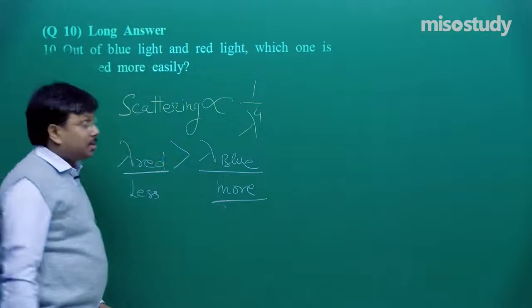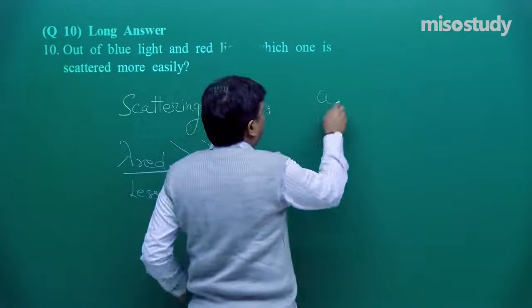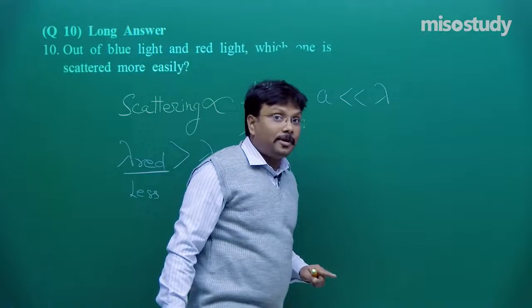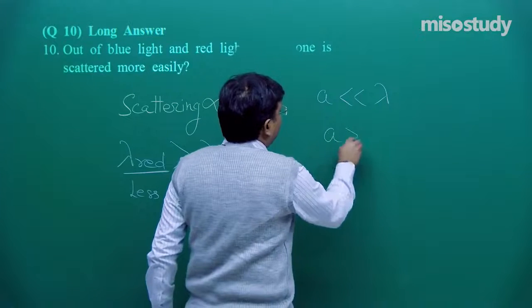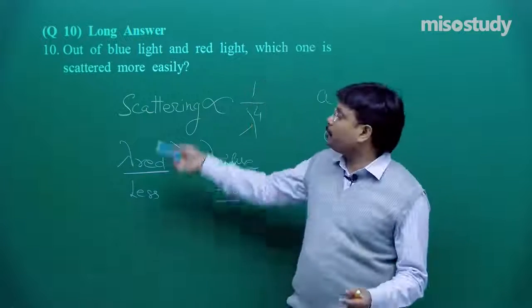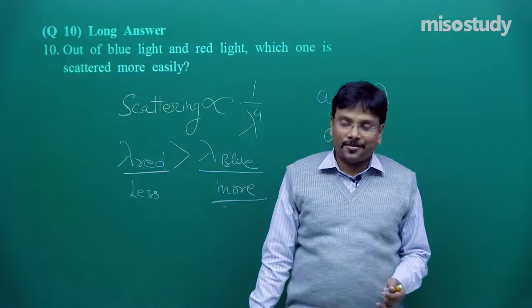Also you can mention that for scattering, the size of the particles, A, should be very small compared to lambda; then scattering will take place. But if A is greater than lambda, scattering will not take place. This way you have to provide the answers to these types of long answer questions.